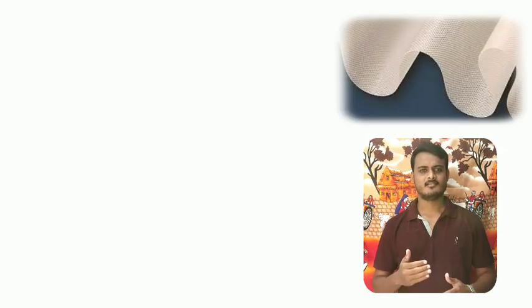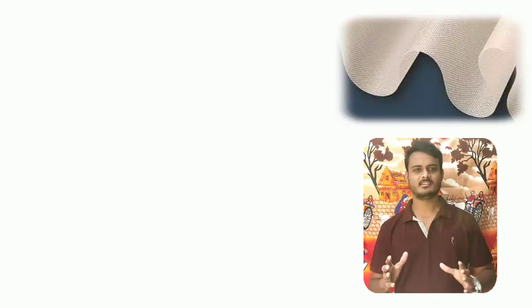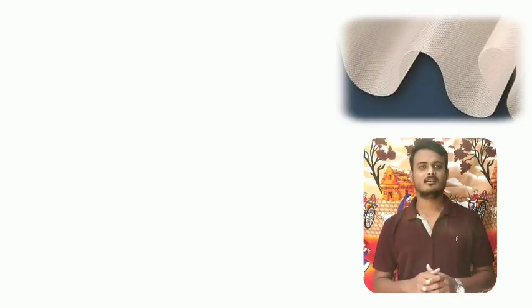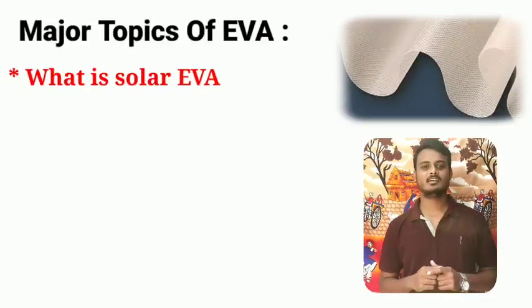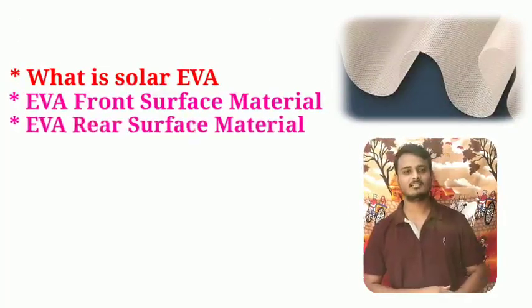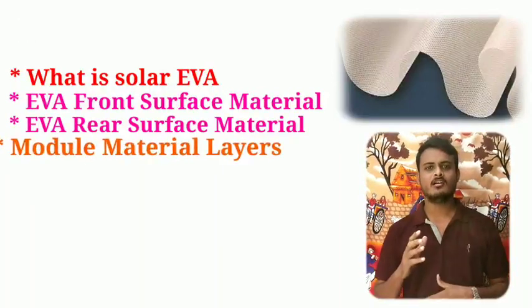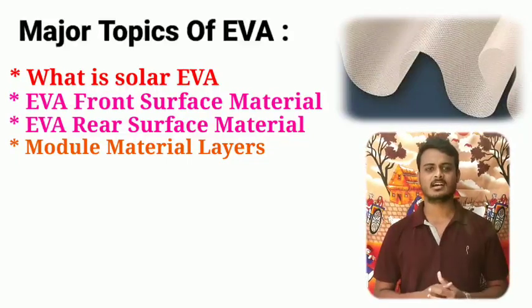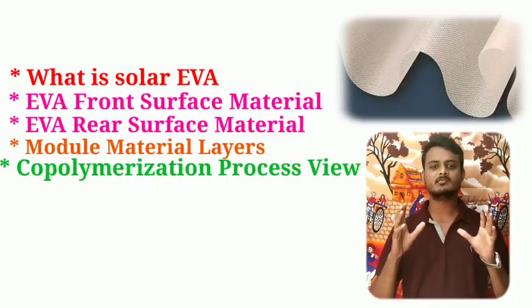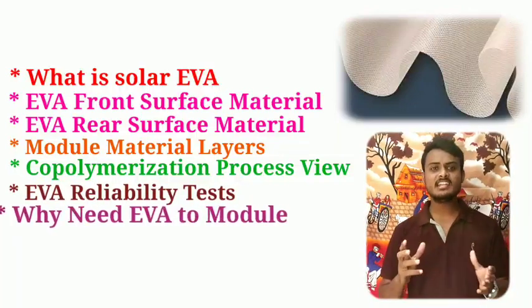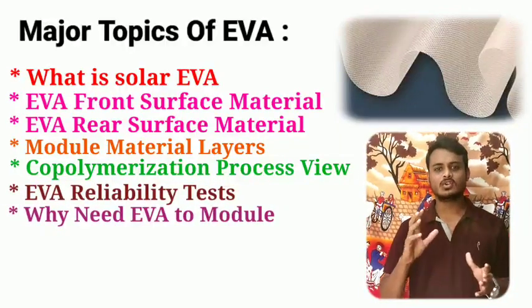Today I want to explain what is solar EVA. I will explain a total of 10 different major subtopics of EVA. Those are: what is solar EVA, EVA front surface material, EVA rear surface material, solar module material layers, EVA copolymerization process view, and solar EVA reliability tests, and why we need to use EVA in a solar module.